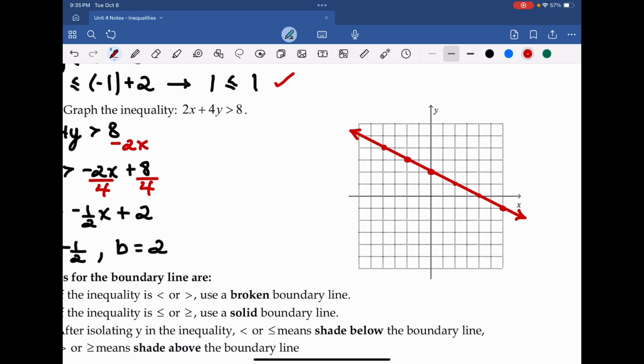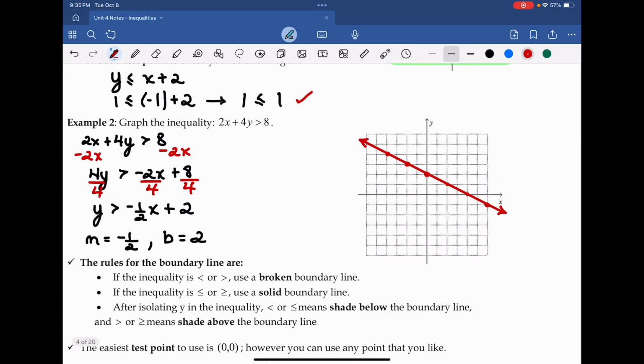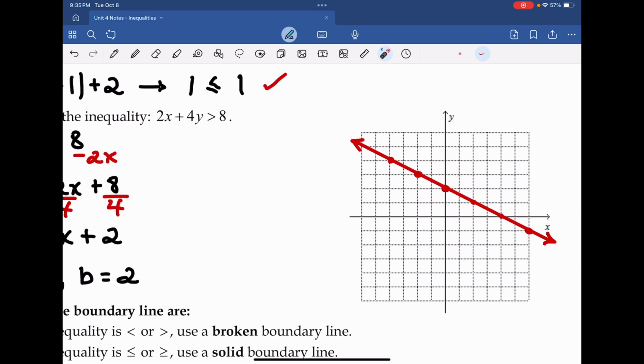Now we're going to talk about all the checklists with this one here. We've graphed the inequality, but part of graphing the inequality is also shading the appropriate region. When we isolated the inequality for y, we found that the y values must be strictly greater than this. So we need to adjust our boundary line in the following way, and I apologize if you need to erase. We need to make this a dotted line, because we know that the boundary line is not included.